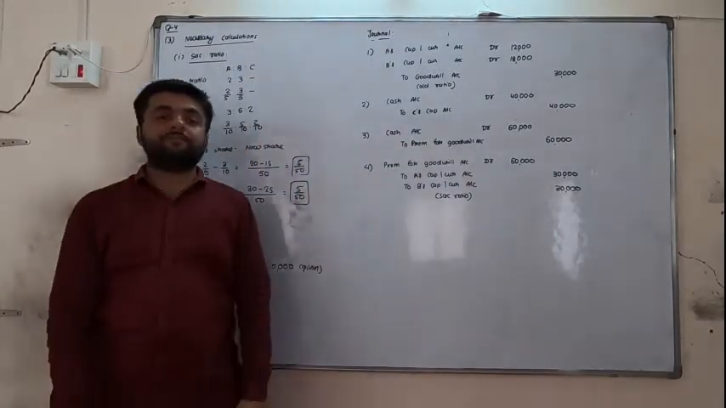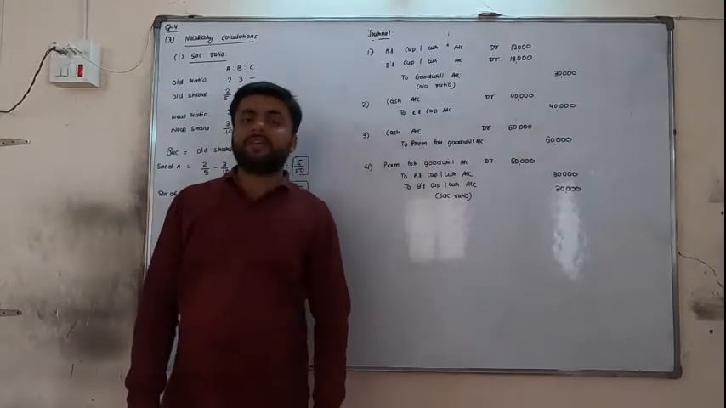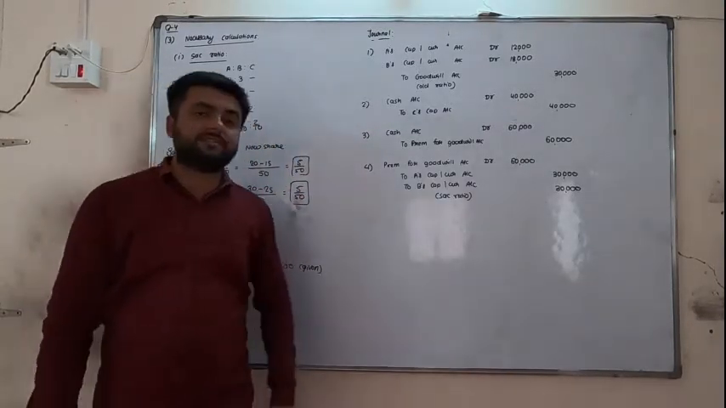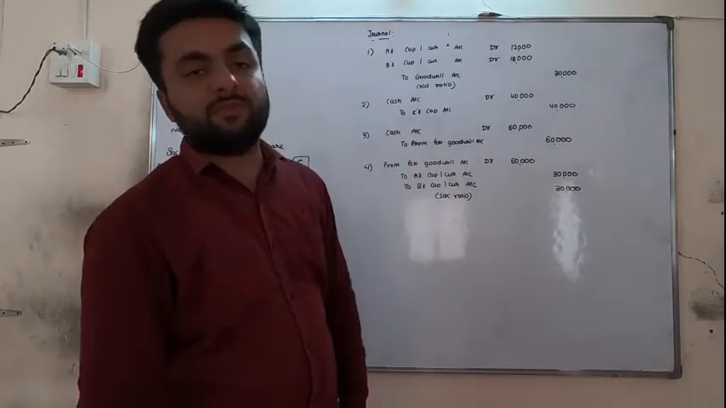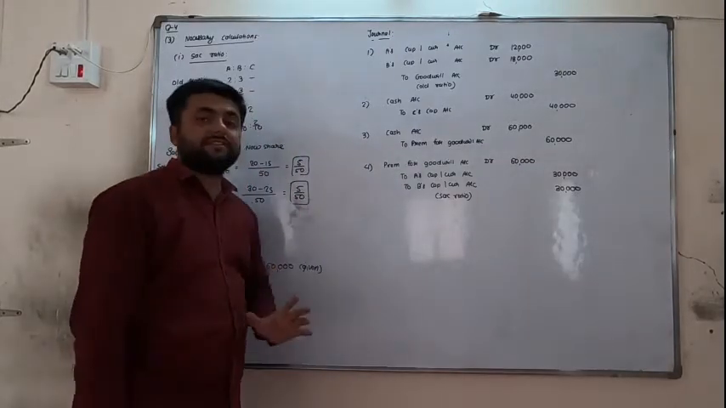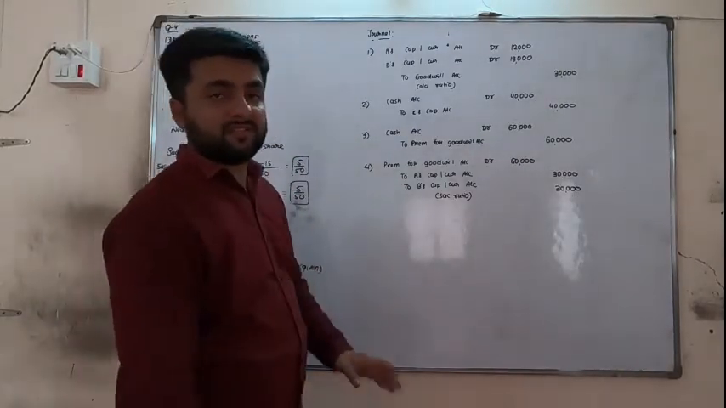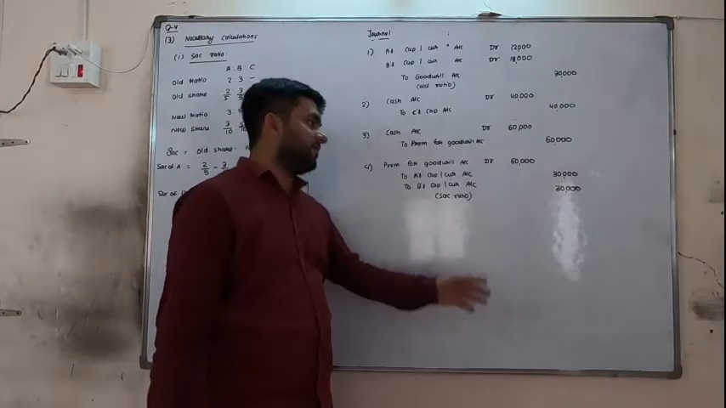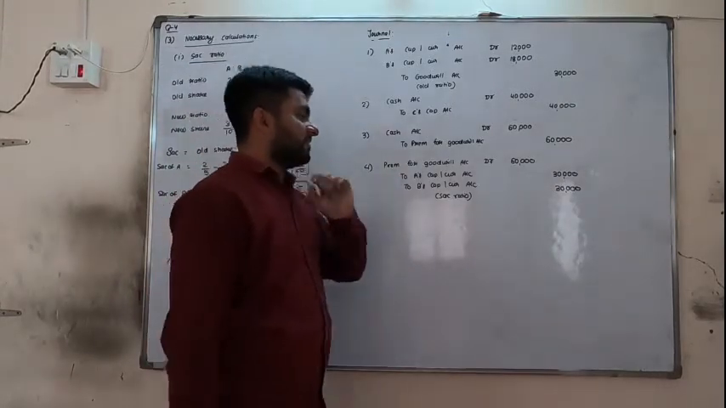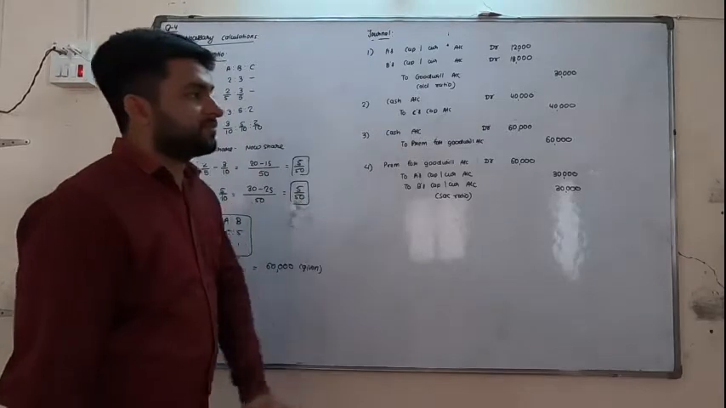Third entry is regarding bringing the premium for goodwill in cash, so cash to premium 60,000 is given. Next is to distribute, so premium to partners, and next is for withdrawing, but in this case partners will not withdraw the goodwill, so premium to partners only is required. So this sum is also over.